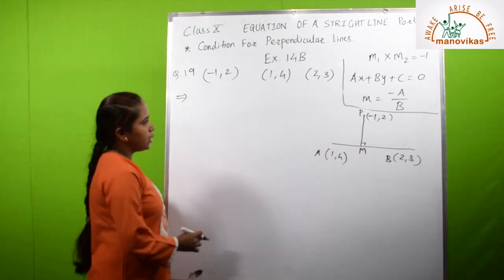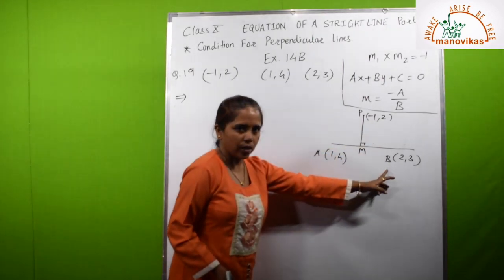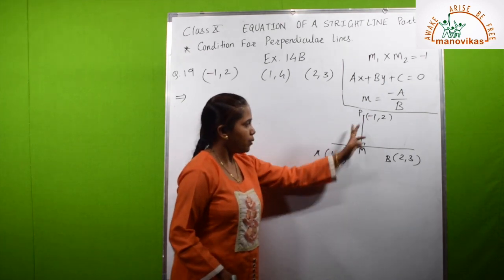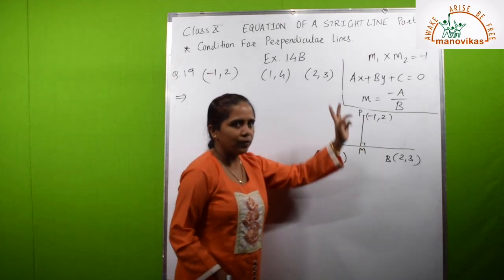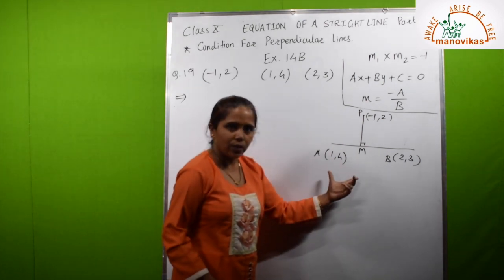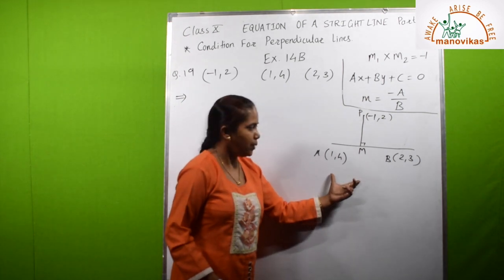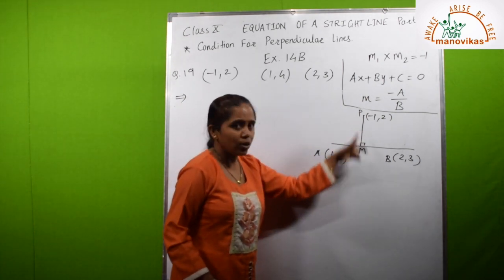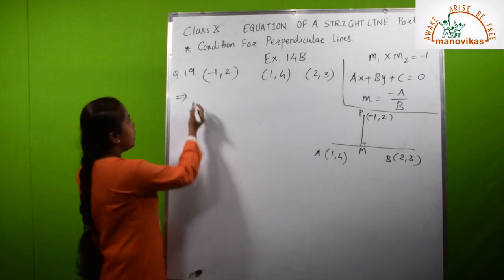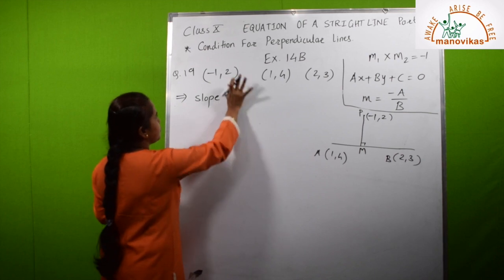Now the point P is given, and points A and B are given. So PM is perpendicular to AB, which means slope of PM times slope of AB will be minus 1. Now the coordinates of A and B are given, so we can find the slope of AB, and using it we will get the slope of PM. So first we have to find the slope of AB.